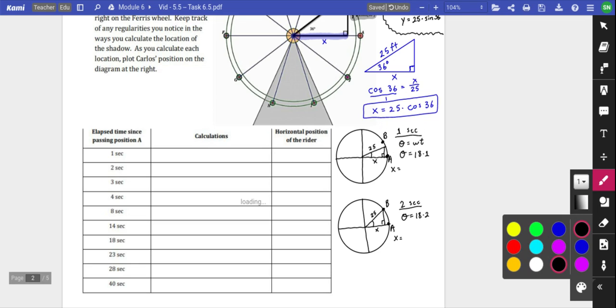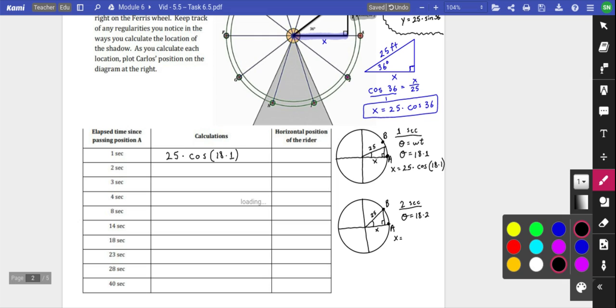From previous sections, we learned that W is 18 and T is 1. So the 18 times 1 would be the angle. We use the formula that we obtained above, which is 25 times cosine of 18 times 1, in order to get how far to the right we are. We'll write that down in the calculations as well: 25 times cosine of 18 times 1.